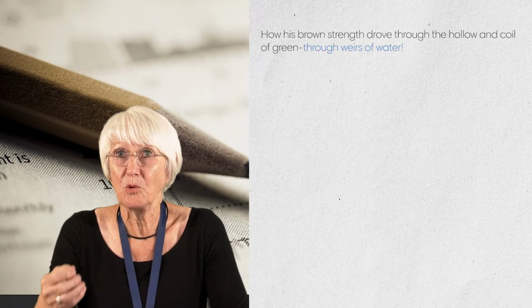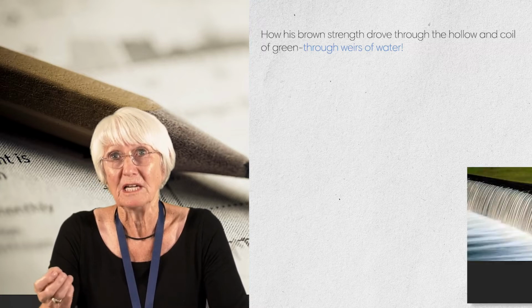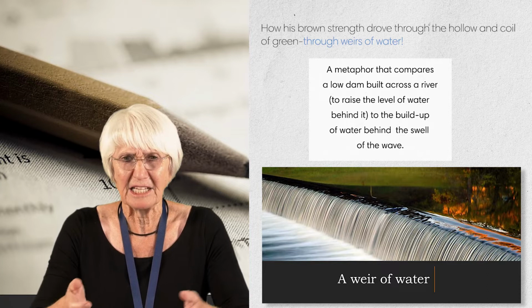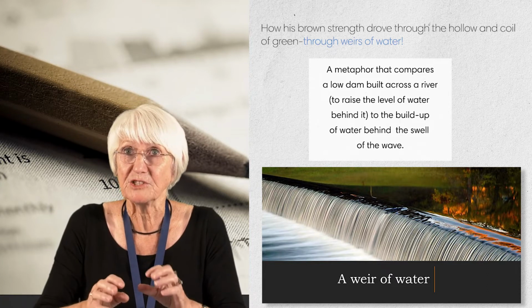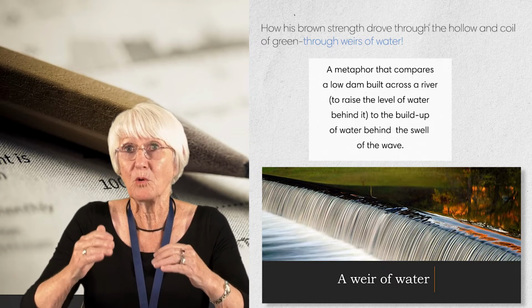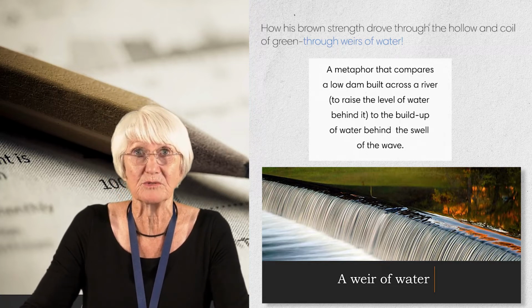Through weirs of water, once again, she uses a rural metaphor into which she compares a long dam built across a river, and it's built across the river to raise the level of water behind it. She's comparing that low dam to the build-up of water behind the swell of the wave on which the surfer is riding.